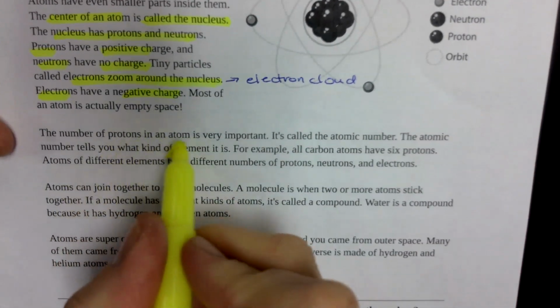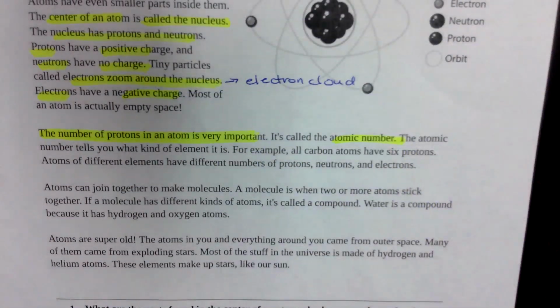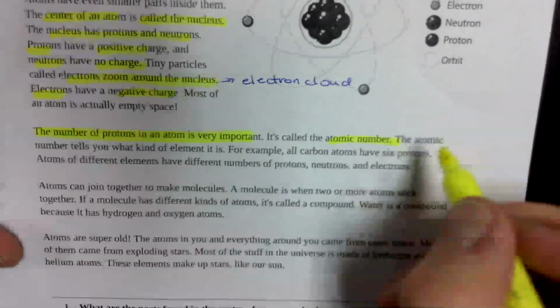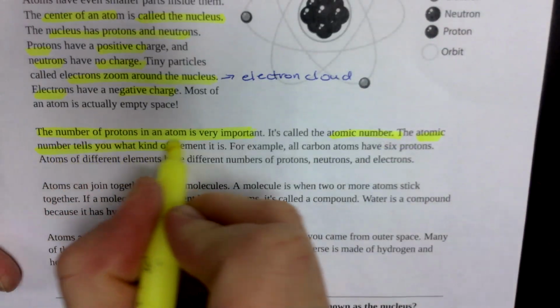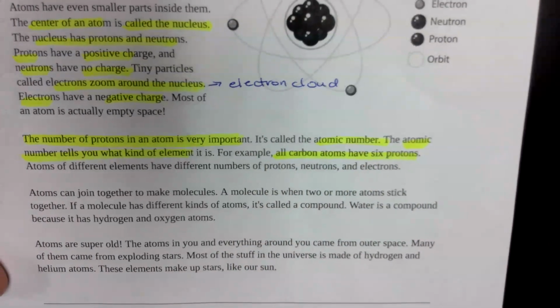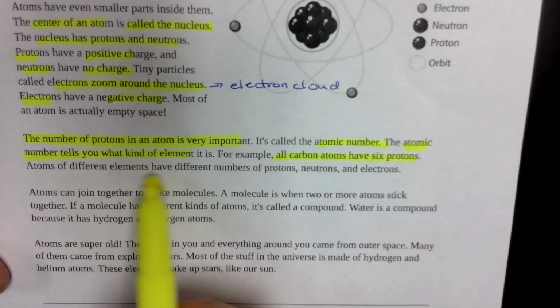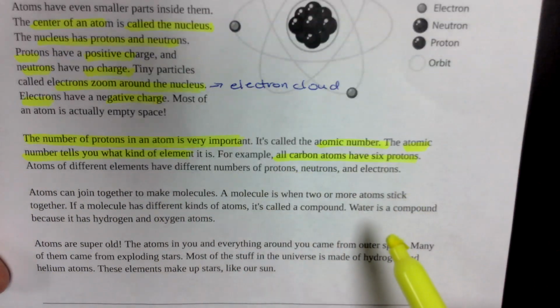The number of protons in an atom is very important. Highlight that. It's called the atomic number. So when I ask you what the atomic number is of hydrogen, you are literally just going to tell me how many protons it has. You'll just say 1. Or if I said, hydrogen has 1 proton, what's its atomic number? You'll just tell me 1. This is the same number. The atomic number tells you what kind of element it is. For example, all carbon atoms have 6 protons. Atoms of different elements have different numbers of protons, neutrons, and electrons. Okay.